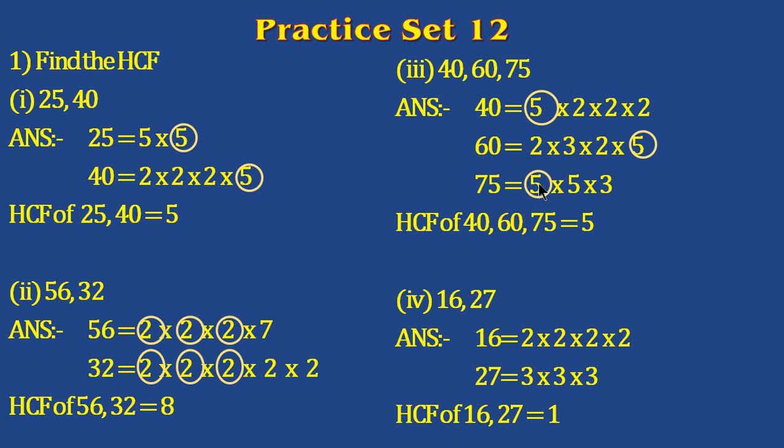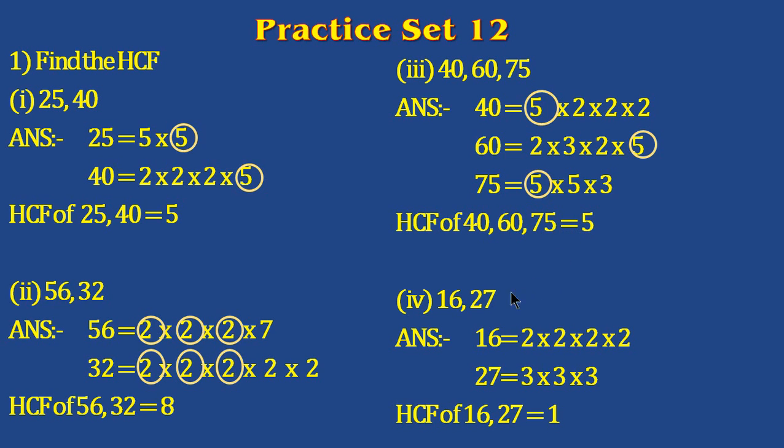Now HCF of 40, 60 and 75 is 5 because the only factor common in all the three sets of numbers is 5. The leftover numbers are the uncommon factors. So the highest common factor, the highest number which is common in all the three sets of numbers, is 5.